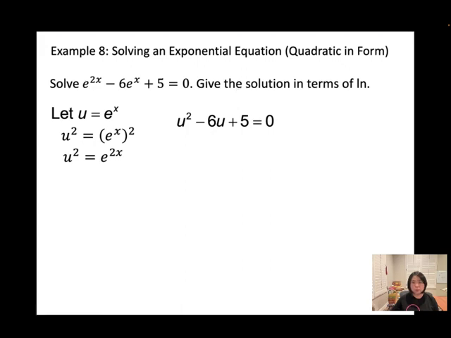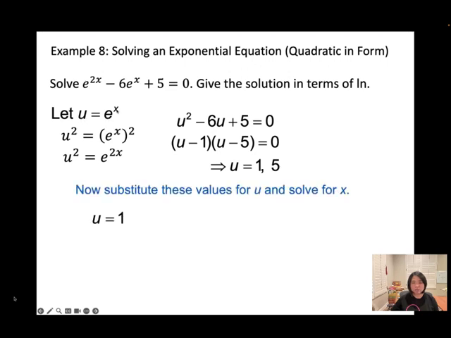We try to rewrite it as a quadratic equation. And then factor it. So you should get u minus 1 times u minus 5. And u will be equal to 1 and 5 here. Okay, we are not done yet, right? We want to find out what x is, not the u. So we're going to plug back in to u equals e to the power of x. Okay, first, we're going to plug in 1 here. u equals 1. So e to the power of x is equal to 1.